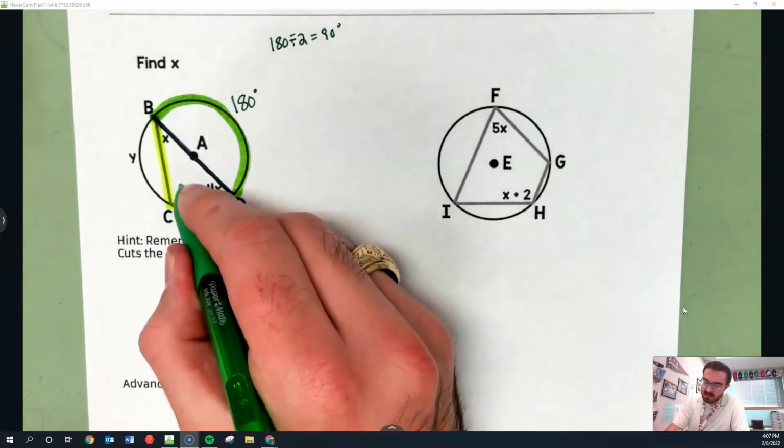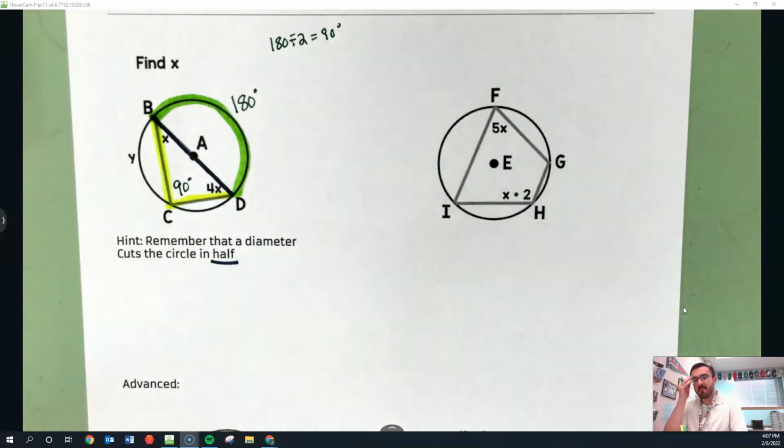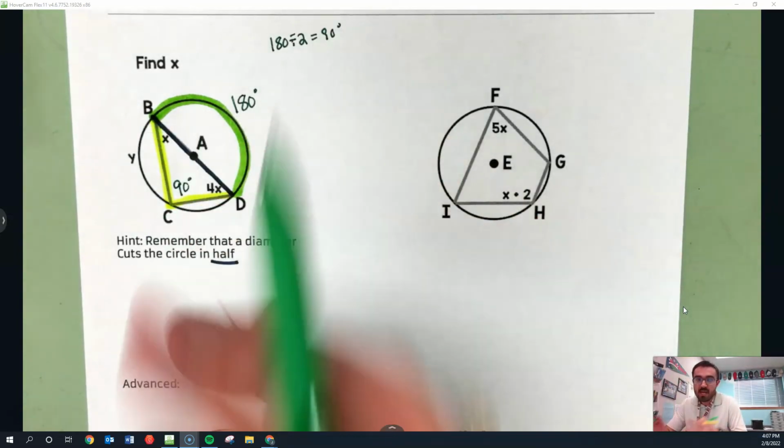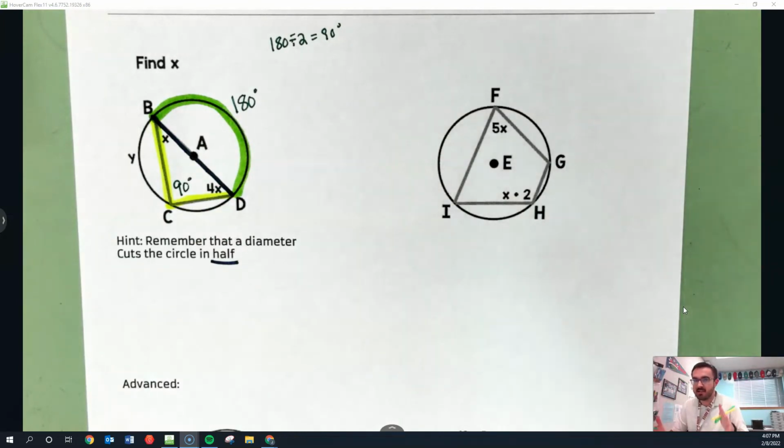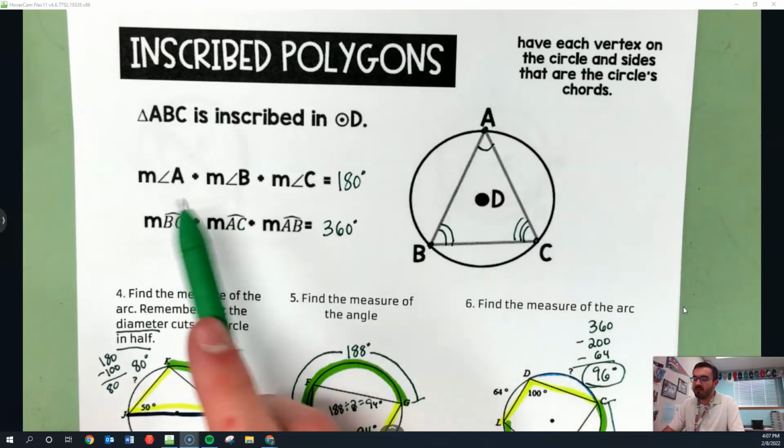90 degrees. So this is going to be 90 degrees. Okay, cool. Well, guys, check it out now. In our triangle, we now know all 3 sides of our triangle. Well, according to what we learned on the last page, what do all of the angles in an inscribed angle add up to be?